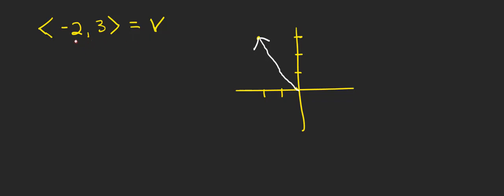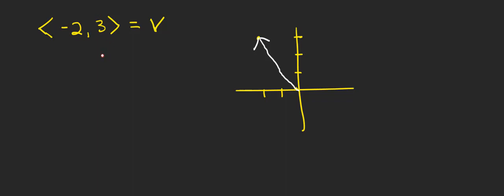So let's say you have a vector v, negative 2, 3. And this is how you would draw the vector v. You start from the origin, you plot negative 2 and 3, and you draw the arrow towards that point. So this is a vector of negative 2 and 3. The x component is negative 2, and the y component is 3.